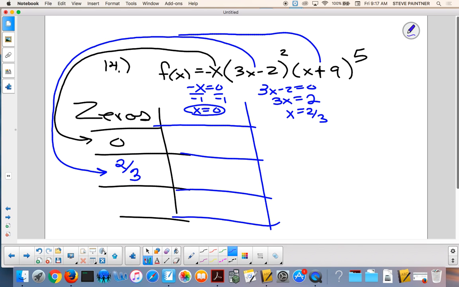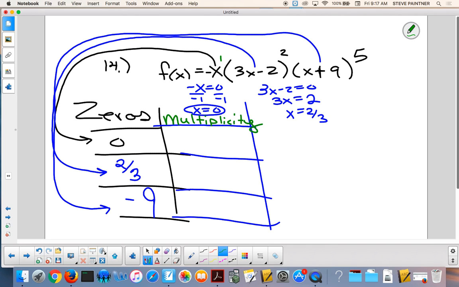Next, x plus 9. When is that going to be 0? Negative 9. Okay, good. Now give me the multiplicity. Okay, multiplicity, simple. Look at your factor. Look at the power. The power is what? 1. What's 2/3? 2. What's x plus 9? 5. That's the multiplicity. Multiplicity just means it counts once, it counts twice, 3, 4, 5 times. Now the effect. What's the effect?